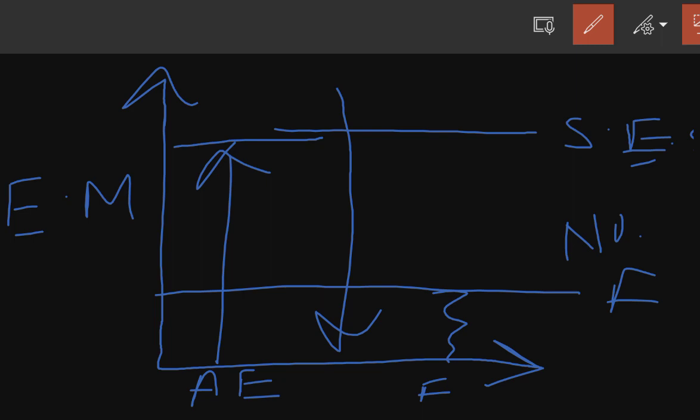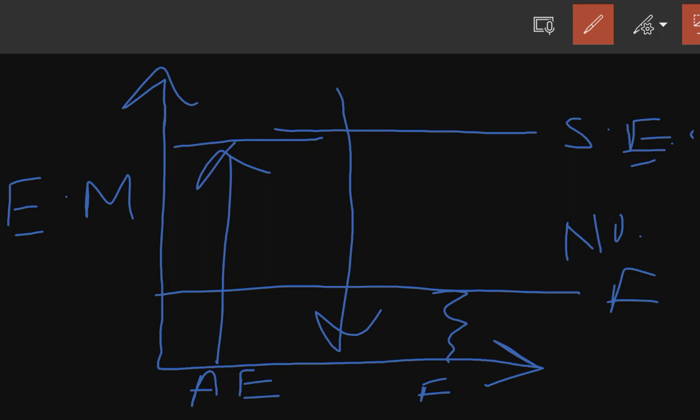So in fluorescence, the excited light absorbed is of the smaller wavelength, and the energy that is emitted is of the greater wavelength. So the difference between the wavelength of the emitted light and the excited light is known as the Stokes shift.